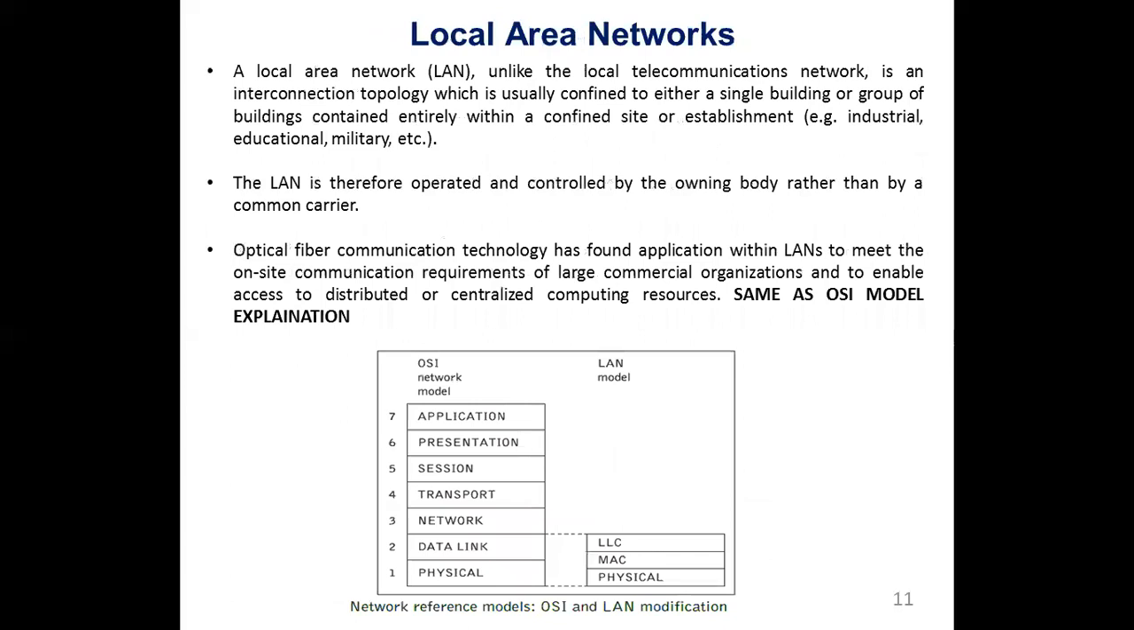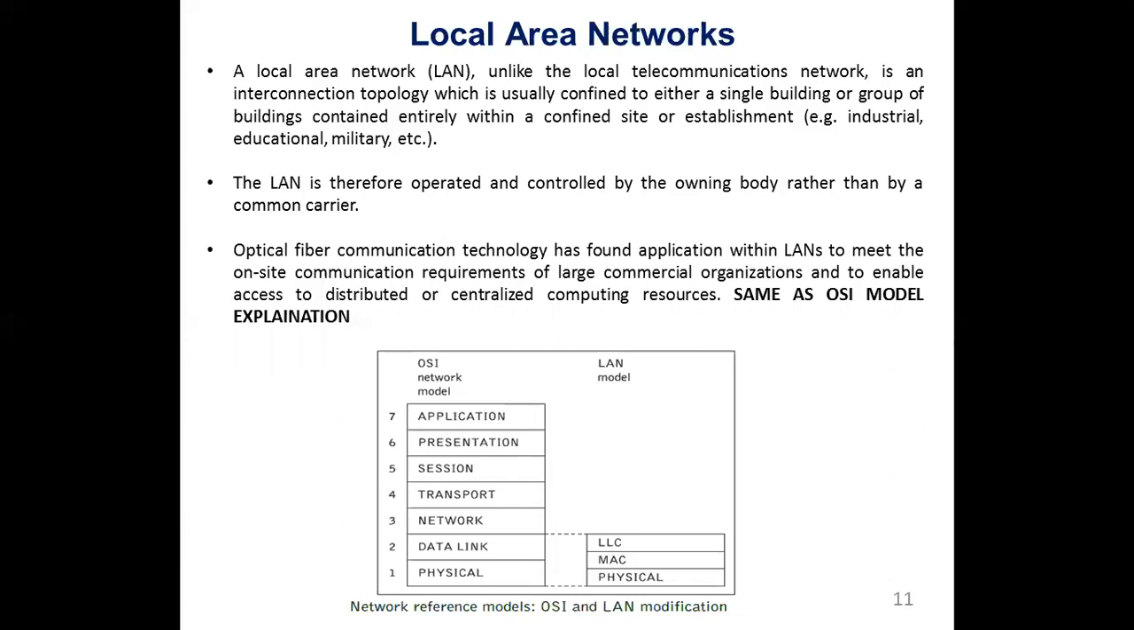So the local area network, this is the last part, module 5, and this basically covers the OSI model, which we have covered previously. So I will not go into the detail of that because the OSI layers have been covered in detail previously. The LAN we can consider as residential area coverage. And unlike the local telecommunication network, it will be an interconnecting topology, usually in a building or group of buildings, and it is operated or controlled by somebody rather than a common carrier.